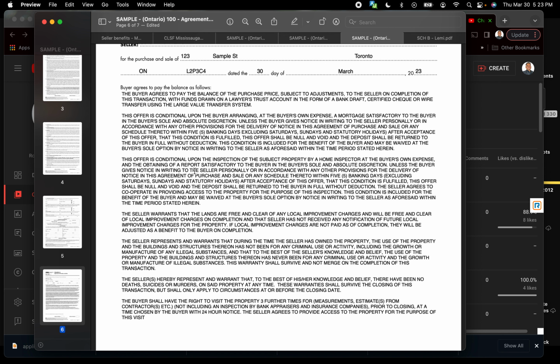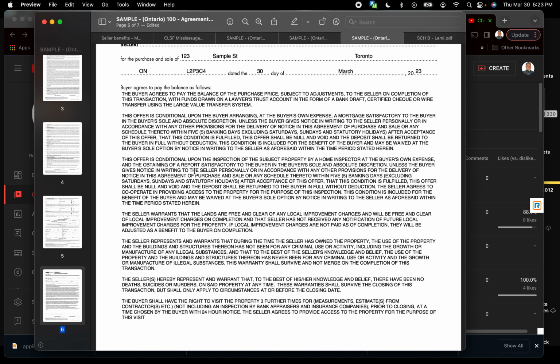And then the next possible scenario is that the inspector comes back and says, "Hey, look, there's a $250,000 repair required for this property," and we don't feel interested anymore because of the foundational challenges. Then we can back out of the deal. And again, if that happens, we get our deposit back, 100% refunded without any deductions.